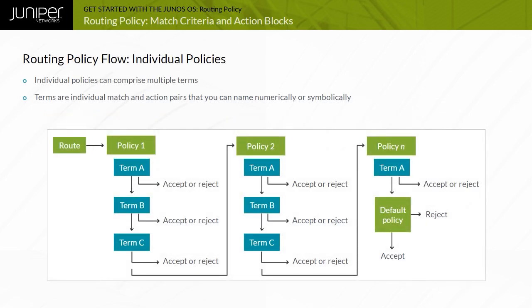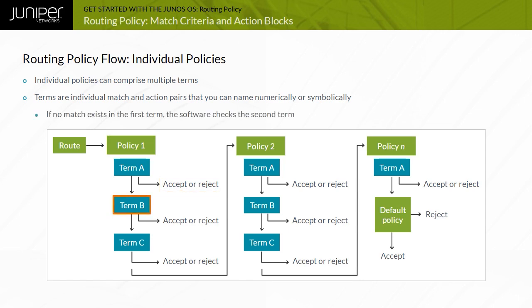Individual policies can comprise multiple terms. Terms are individual match and action pairs that you can name numerically or symbolically. Junos OS lists terms sequentially from top to bottom and evaluates them in that manner. The software checks each term for its match criteria. When a match occurs, the software performs the associated action.